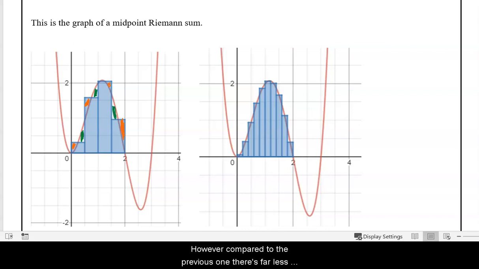However, compared to the previous ones, there's far less area that is in error than there was on the left Riemann sum and the right Riemann sum. In addition, because of the function that we used here, and because none of the midpoints cross the x-axis, we don't have any degenerate boxes that are sitting flat on the axis. When we increase the number of boxes to 10, you can see that the midpoint is actually providing a very good approximation for the area under the curve. If we used more boxes, we would get an even better approximation for the area under the curve.